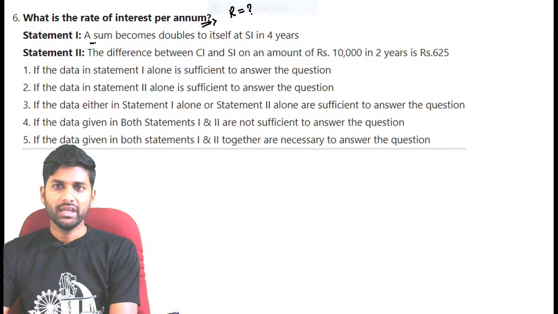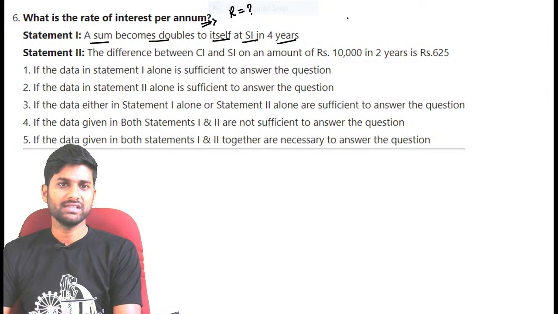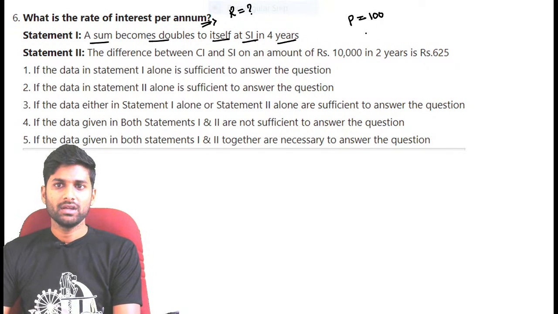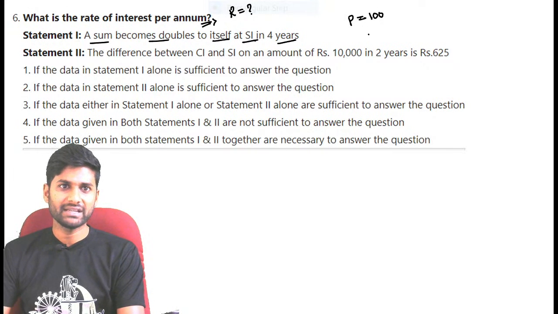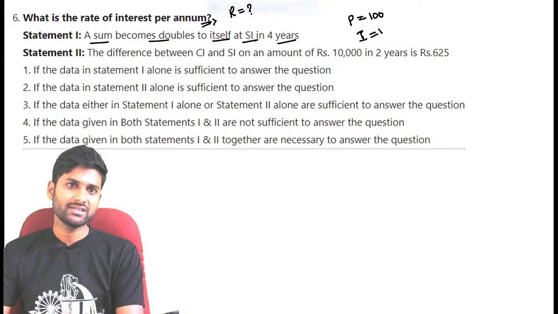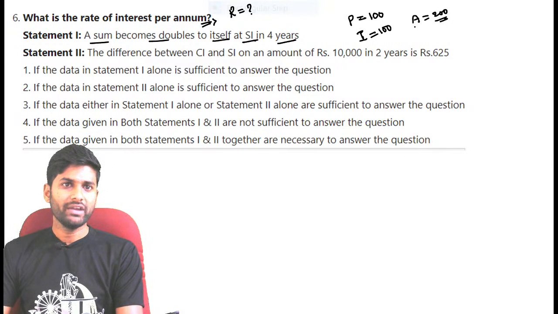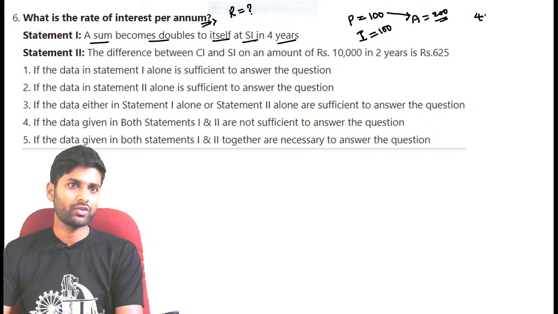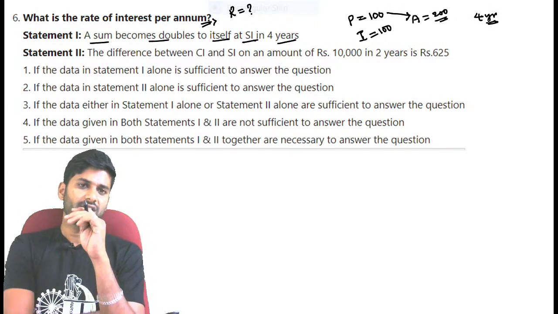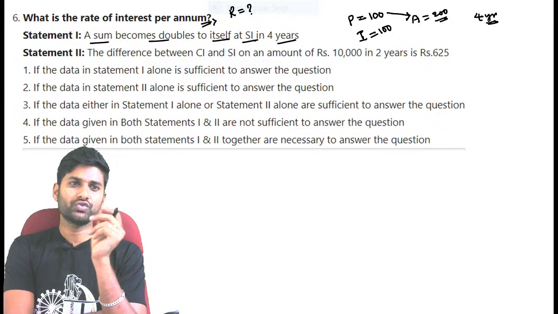Now the question: a sum becomes double itself at simple interest in 4 years. I just take the principal as 100 rupees. Now, the sum becomes double itself, guys. So definitely the interest is also 100. Why? Because the amount becomes 200. So the sum doubling means 100 becomes 200 in 4 years. Now see the information: 100 becomes 200, it took 4 years.